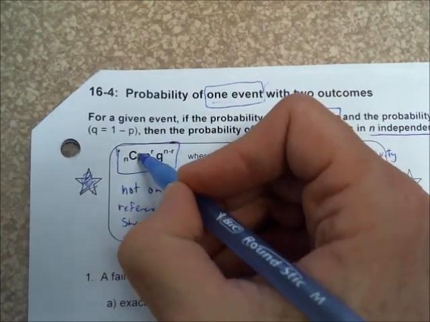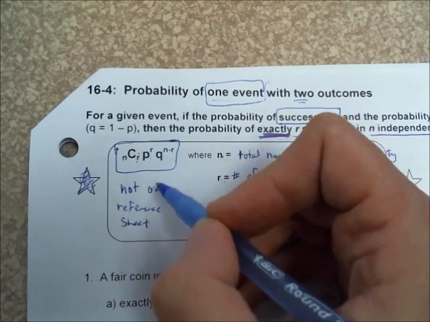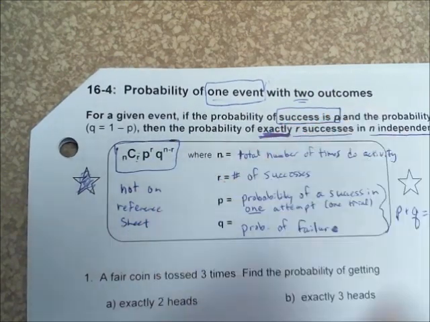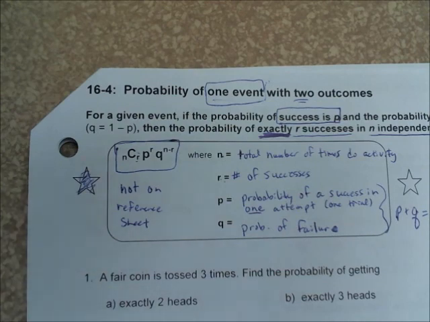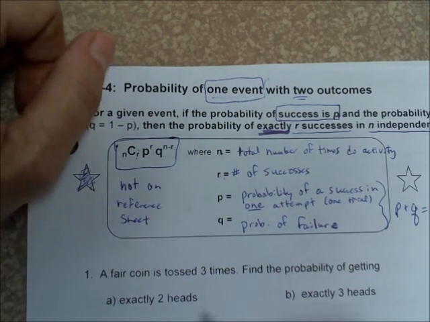The NCR will have a value. You multiply it by P to the R. You multiply that by Q to the n minus r. But you can put it all on one line of the calculator. And I'll show you what exactly that means.